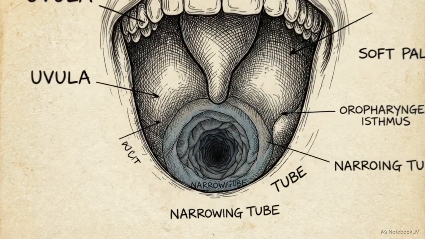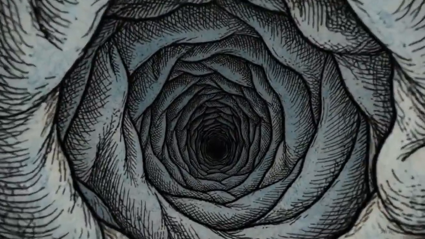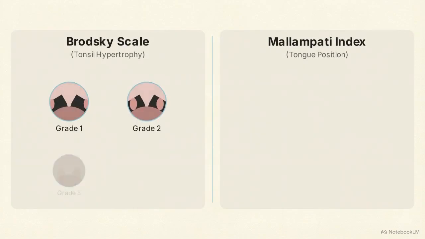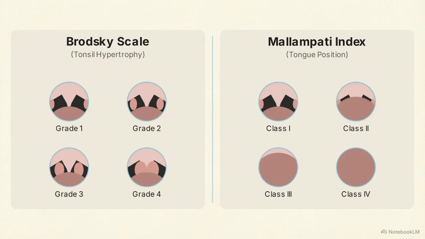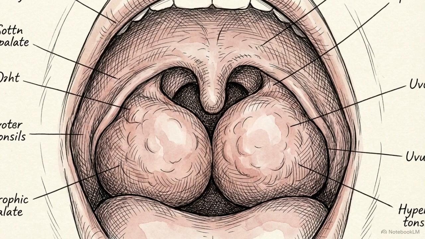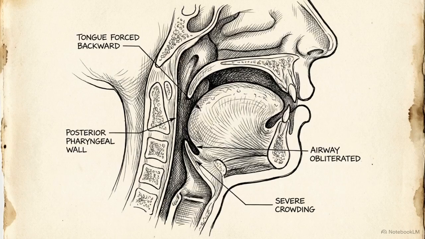Descending past the soft palate, we enter the middle airway. Clinicians assess this region using specific screening tools, measuring tonsil hypertrophy with the Brodsky scale and evaluating tongue position with the Mallampati index. This brings us to defect 3, oropharyngeal obstruction. This occurs when hypertrophic tonsils and a collapsing soft palate physically narrow the air column. Immediately below that lies defect 4, hypopharyngeal obstruction. Here, the blockage is driven by the base of the tongue due to macroglossia, an abnormally large tongue, or a posterior tongue posture that crowds the airway.